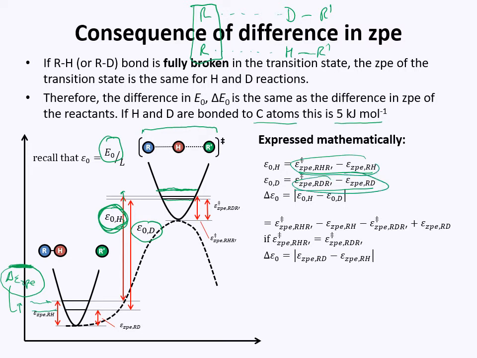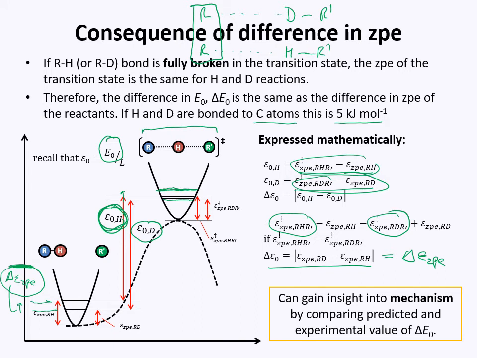And I've put this together here and then said, essentially, well, if this one and this one are the same, then this will drop down to this is equal to that, which is the same as delta E ZPE for the reactants, okay, that we calculated already.